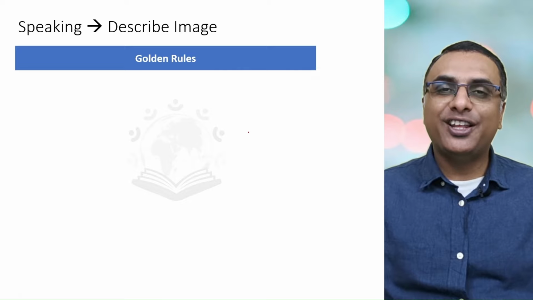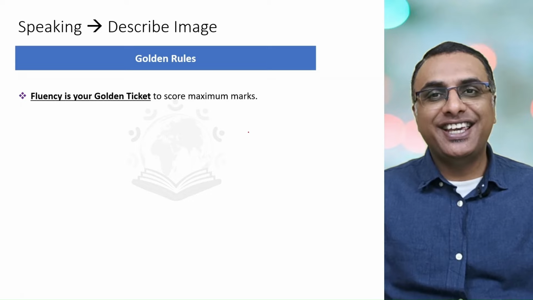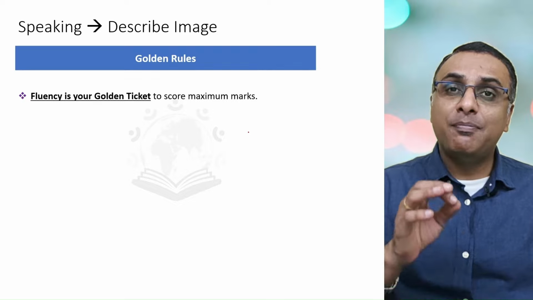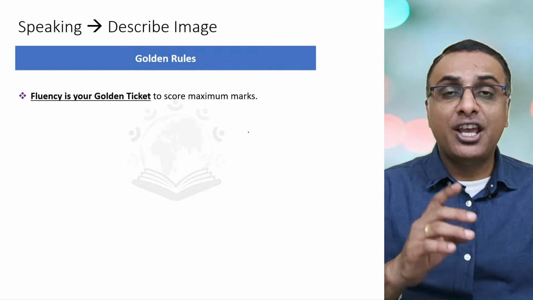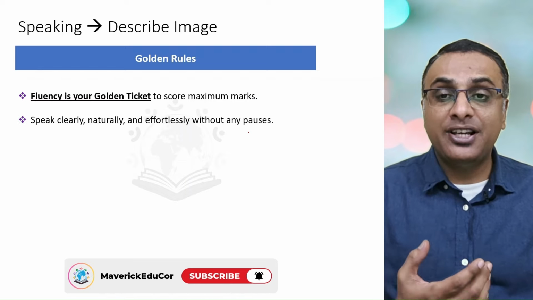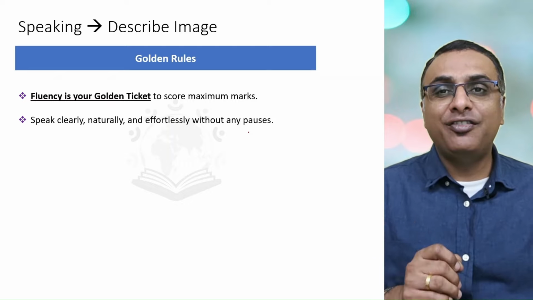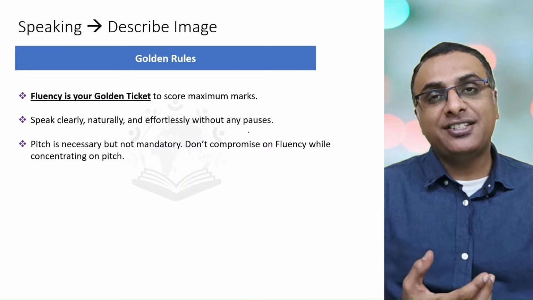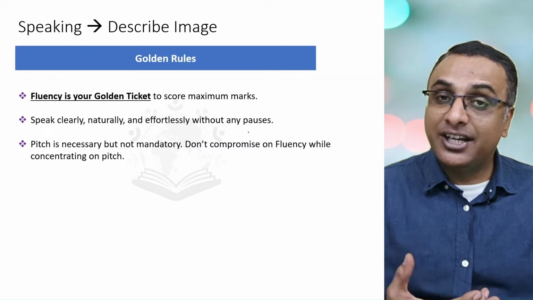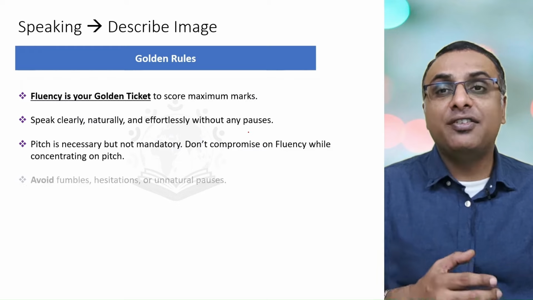Alright folks, now let's look at the golden rules for your describe image question. First and foremost, fluency is your golden ticket to score maximum amount of marks. If you can maintain your fluency throughout your response, you can score maximum amount of marks. Next, speak clearly, naturally and effortlessly without any pauses. This is to maintain your fluency. Next thing, pitch is necessary but not mandatory. Don't compromise on your fluency while concentrating on your pitch. This is also one of the factors that you need to consider while giving a response.